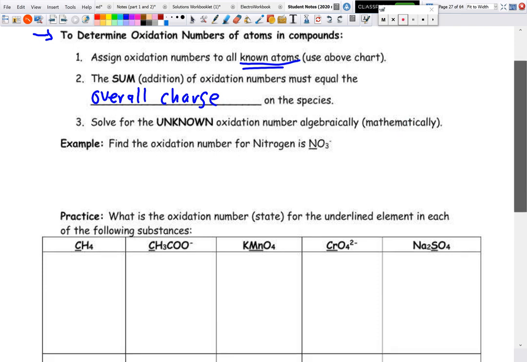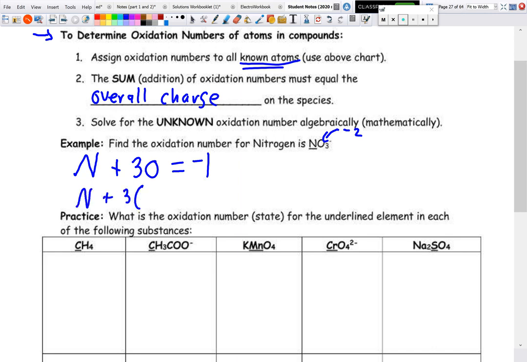So our example right here, find the oxidation number for nitrogen in nitrate. So of course we know nitrate, this is a minus right here, so we don't know nitrogen because on the previous page there's nothing about the oxidation state of nitrogen. Now we know oxygen is always going to be -2. Now there are 3 of them, we're going to take that into our calculations, and the overall charge is -1. So algebraically, we're going to figure this out. So we have 1 nitrogen, so that's nitrogen, plus we have 3 oxygens equals the overall charge of -1. So algebraically, we got nitrogen plus 3 times the oxidation state for oxygen, -2, is equal to -1.